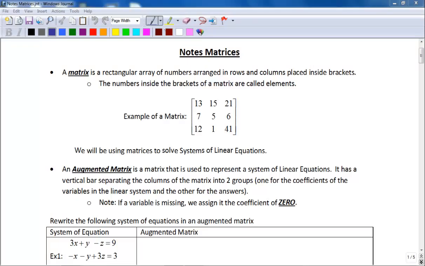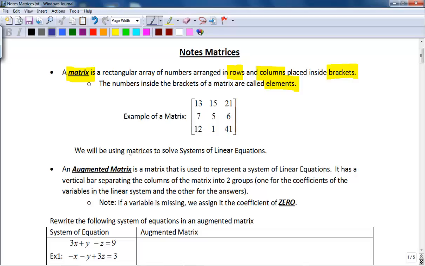This section deals with matrices. A matrix is a rectangular array of numbers arranged in rows and columns and placed inside brackets. All the numbers that are inside the brackets are called elements. Here's an example of a matrix. So it's placed inside brackets and it has numbers arranged in rows and columns.